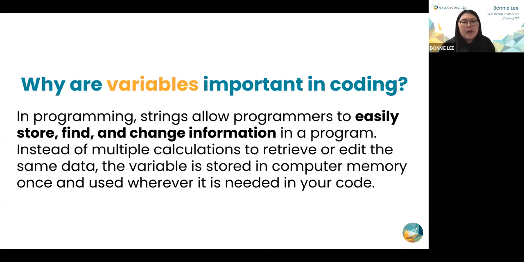So in programming, variables allow programmers to easily store, find, and change information in a program. So instead of multiple calculations to either receive or edit the same data, the variable is actually stored in computer memory once and used wherever it is needed in your code. So this is great because you don't have to copy and paste the same thing many, many times if you want to change something. And you can just change the variable and then everything else gets changed as well.